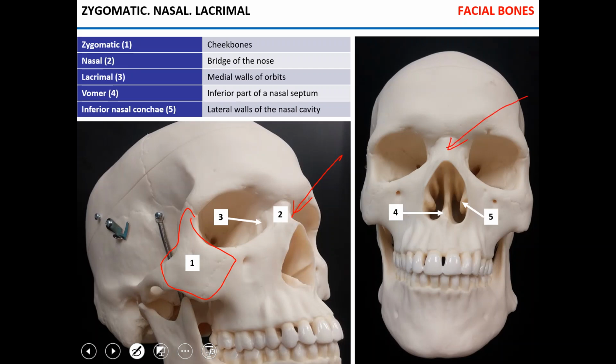Lacrimal bone, very small bone right here. That's where the lacrimal fossa is. The lacrimal duct lies in the lacrimal fossa.